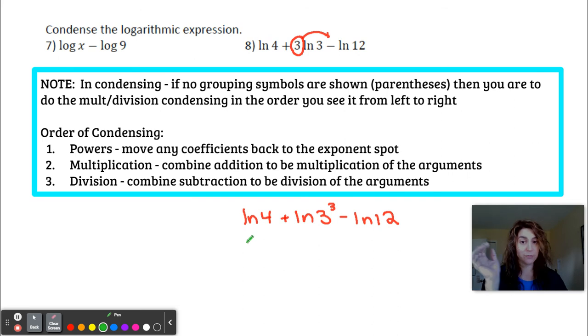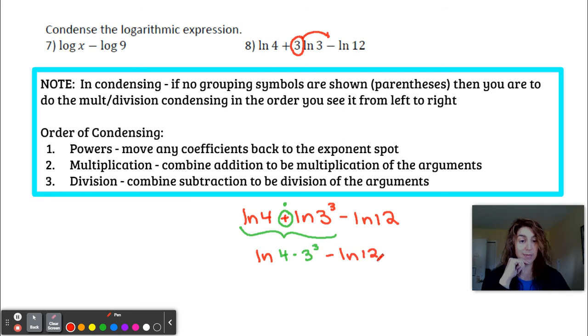Okay. Then I'm going to take note. I'm going to go in order left to right because there's no grouping here. So I'm going to start with this addition, which actually means it's a multiplication. So this becomes ln of 4 times 3 to the 3rd. And then I have minus ln of 12.